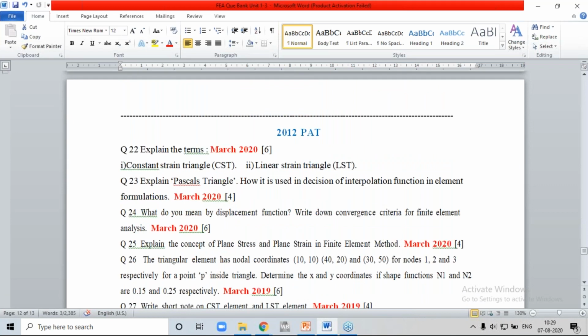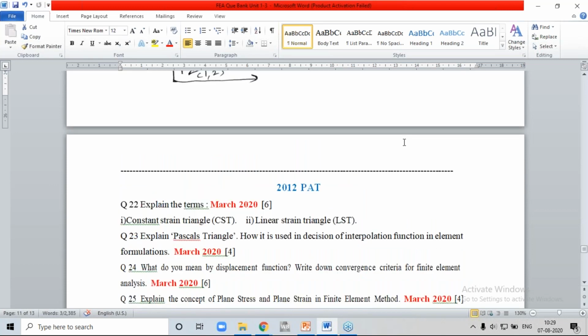Okay, in the 2015 pattern, if you carefully observe, 80% or maybe 90% of questions are asked from shape function. So for unit number 3, the shape function topic is very important.